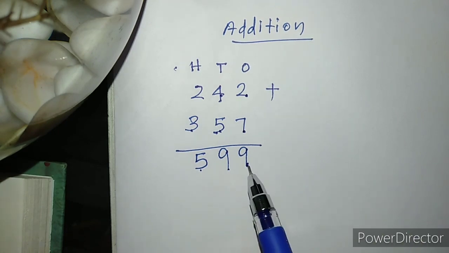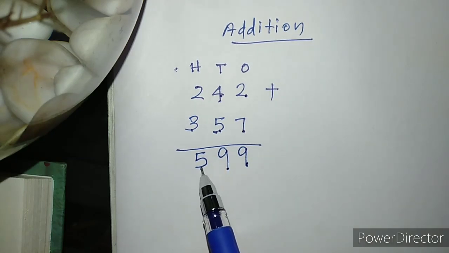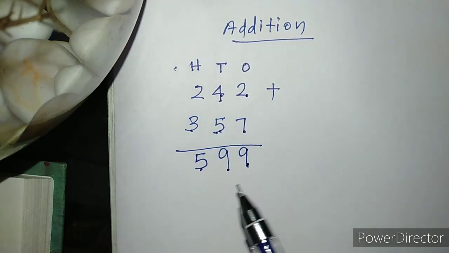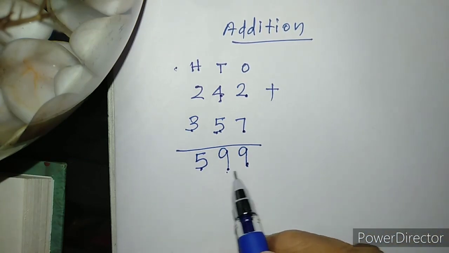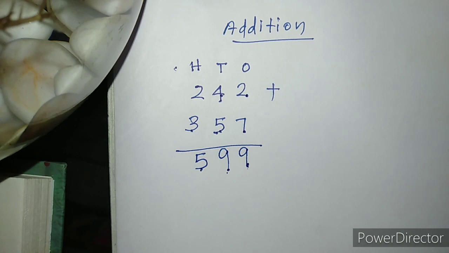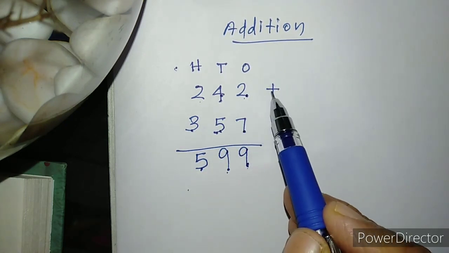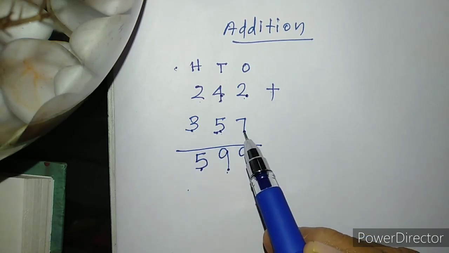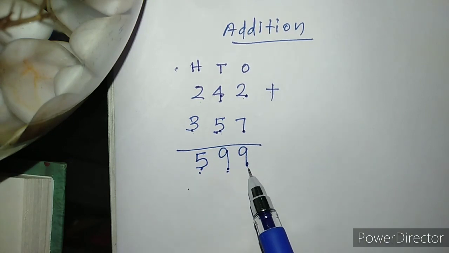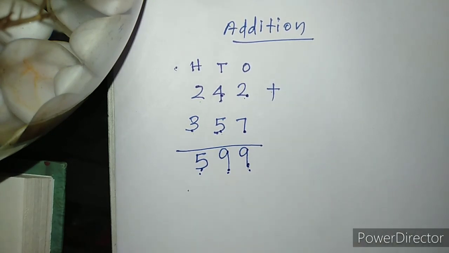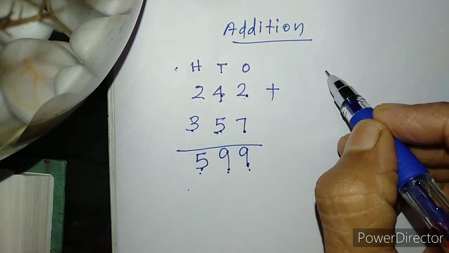599 is 9 ones, 9 tens and 5 hundreds. So, the number is 599. So, 242 plus 357 is equal to 599. Let's solve another example.